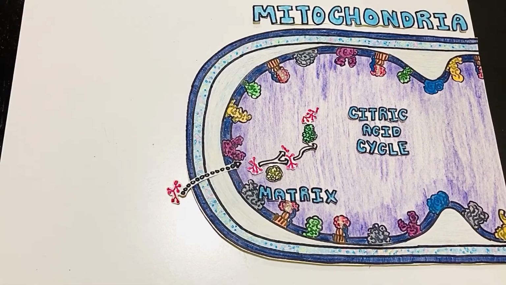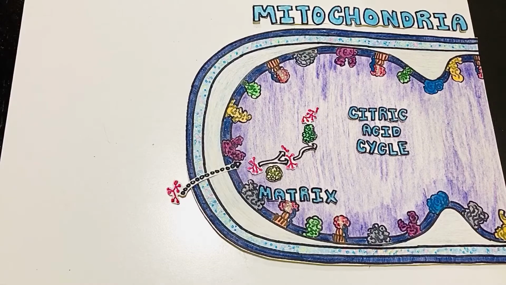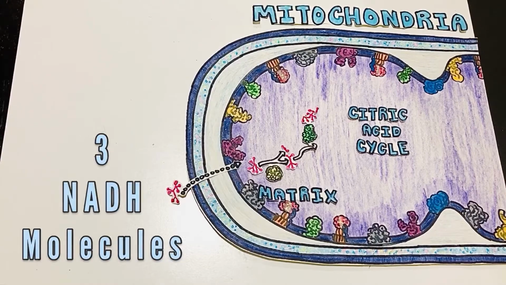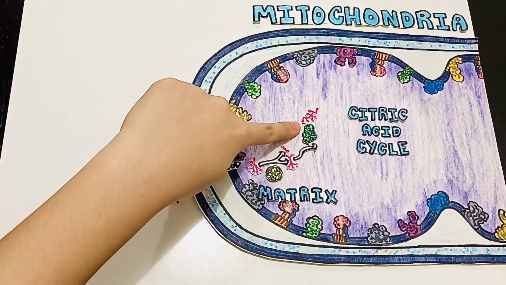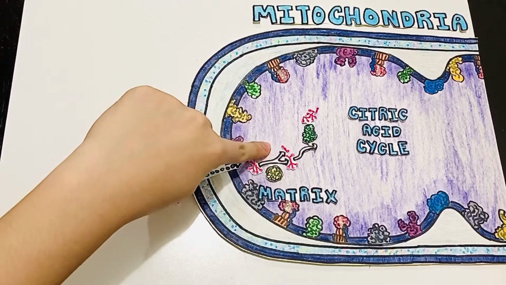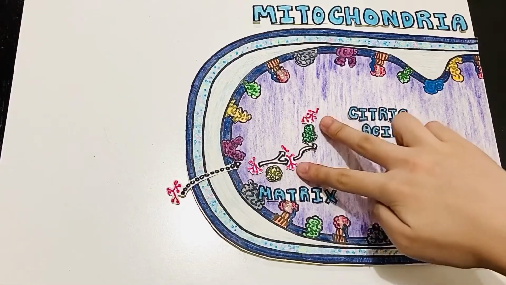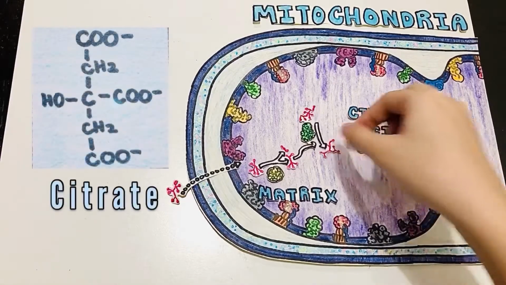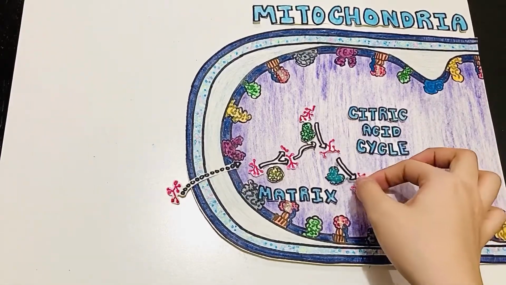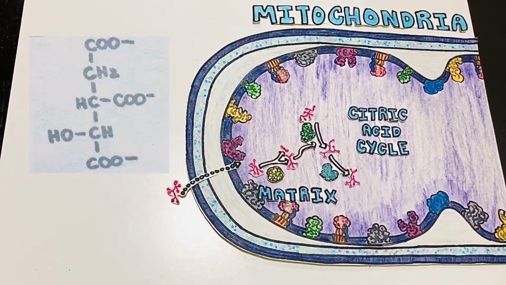The citric acid cycle consists of the following 8 steps and also harvests chemical energy, producing a total of 3 NADH molecules. In the first step of the citric acid cycle, the enzyme citrate synthase combines the 2-carbon acetyl group from acetyl-CoA with a 4-carbon molecule, oxaloacetate. This generates the 6-carbon molecule citrate. In the second step, citrate is isomerized into isocitrate by aconitase.